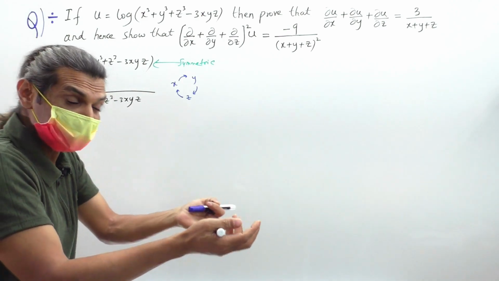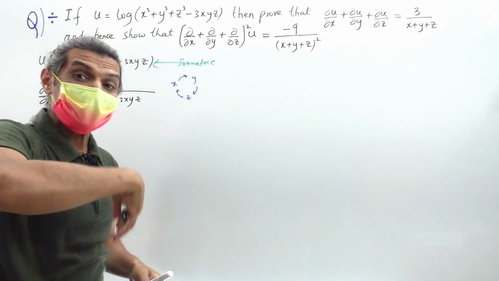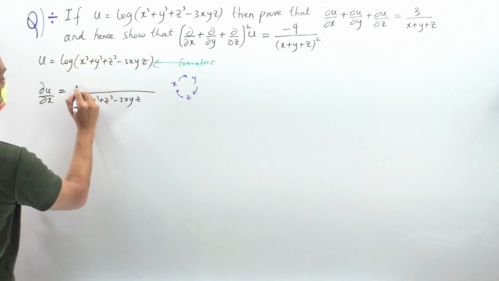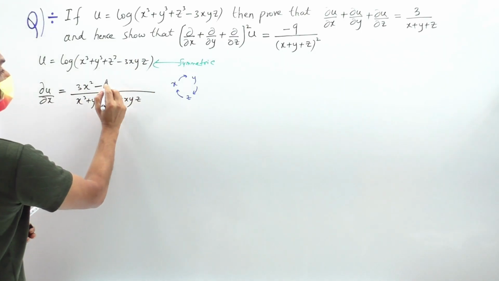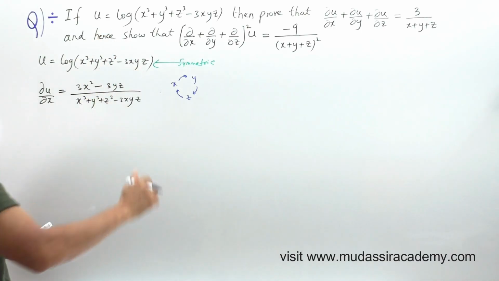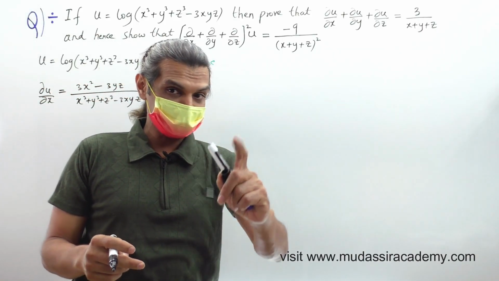Instead of x, what is there? x cube plus y cube plus z cube minus 3xyz. Differentiate that again with respect to what? x. So, differentiation of x cube is what? 3x square, minus again 3yz as it is. See, I am differentiating only with respect to x. 3yz as it is, differentiation of x is 1.